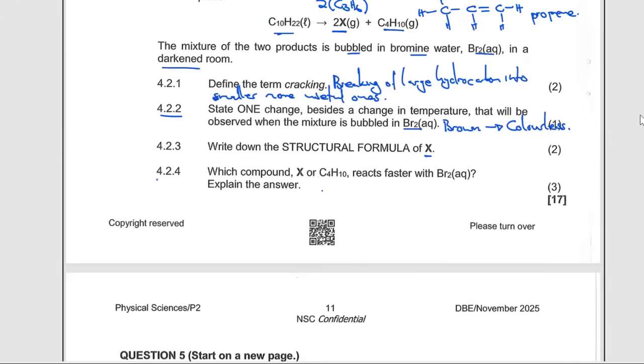Then 4.2.4 says which compound, X or C4H10, reacts faster with bromine, and then explain your answer. So I'm going to say X there, right? In terms of this, if you look at our hydrocarbons there, the shorter chains are more reactive than the other ones.